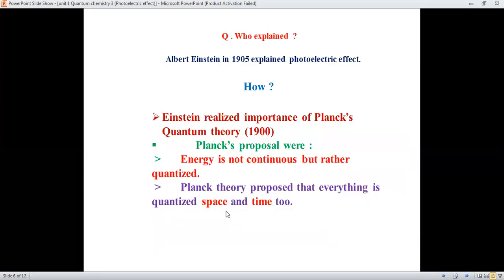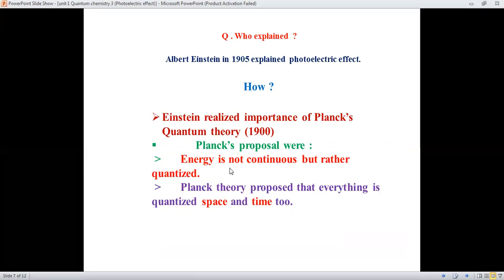So who explained the photoelectric effect? It was Albert Einstein who, in 1905, explained the photoelectric effect. So how did he explain it? He realized the importance of Planck's quantum theory, which was proposed in 1900. There were two proposals of Planck: that energy is not continuous, but rather quantized, which we have already studied in black body radiation.